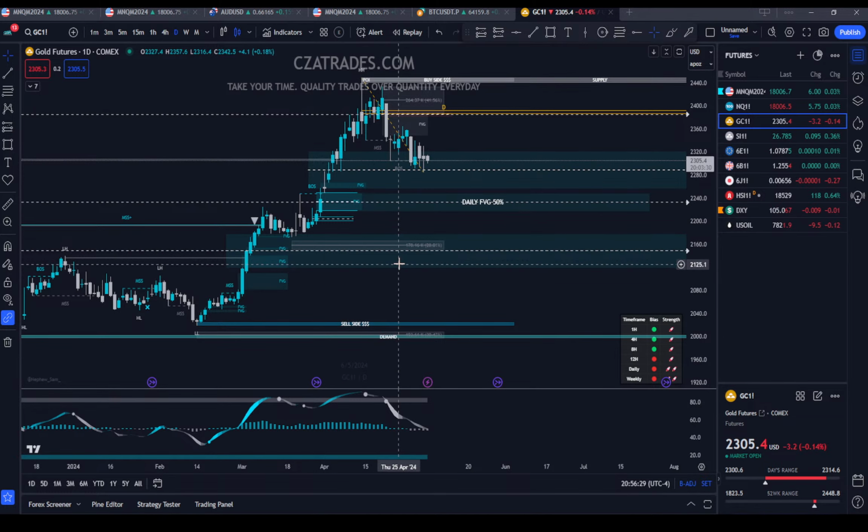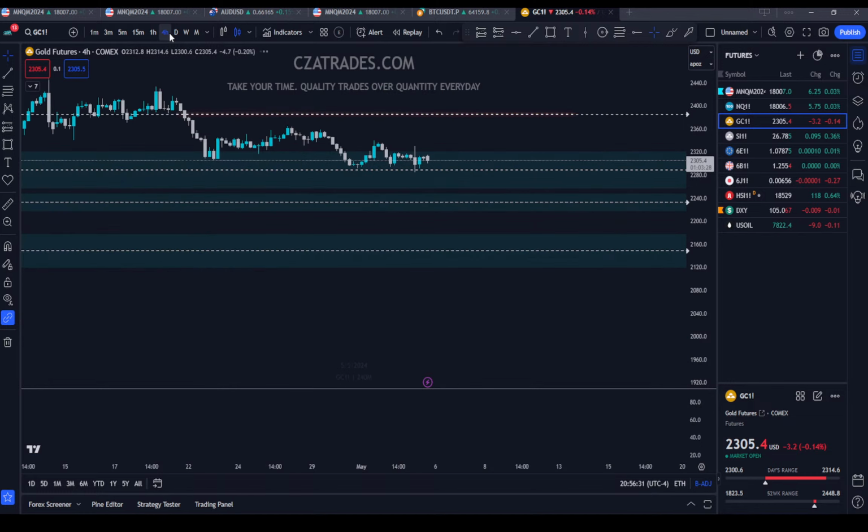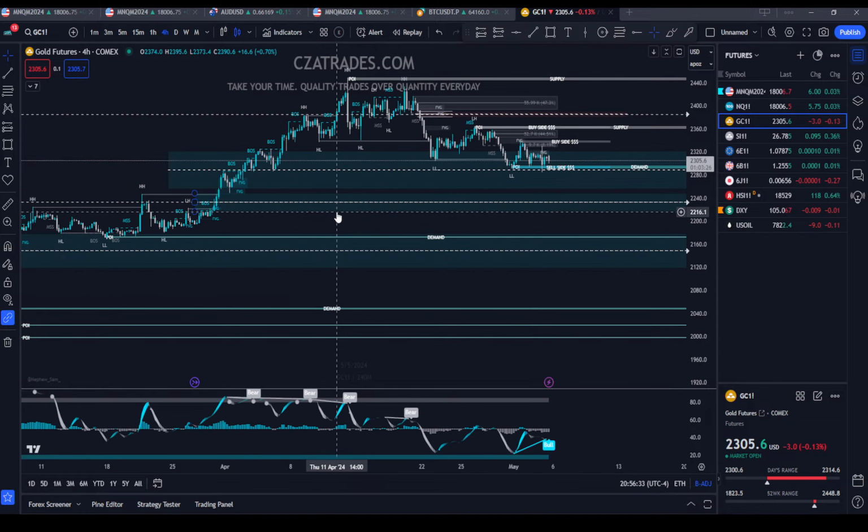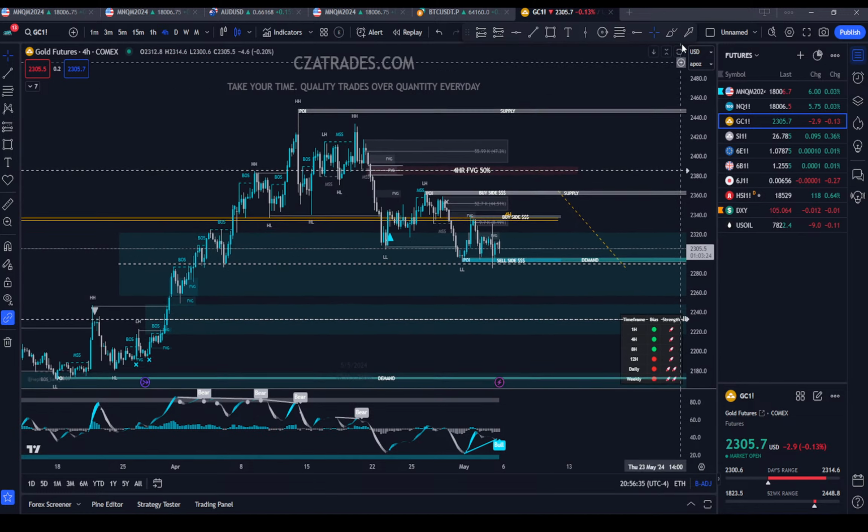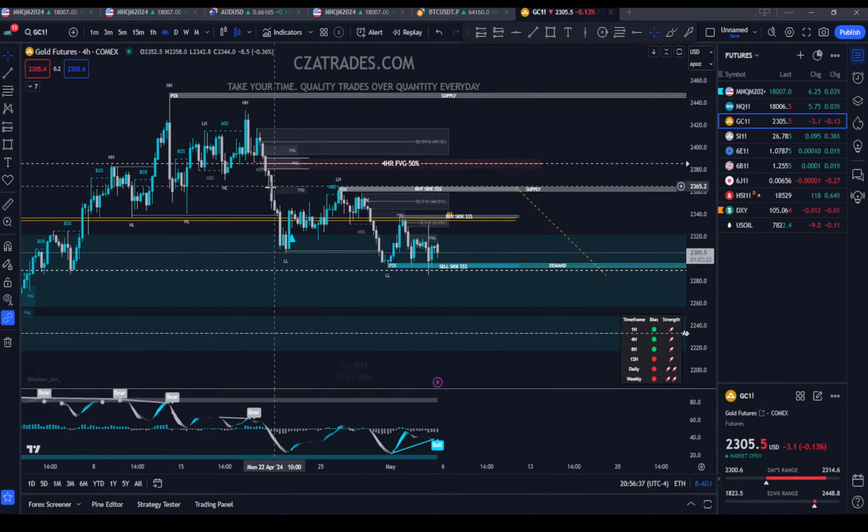Just pull up your daily time frame, excuse me. Let's go down to the 4 hour. What's 4 hour look like? 4 hours looking bearish. We have a 4 hour fair value gap over here that we want to tap into. This one's at 2385.6. You have an order block over here as well.